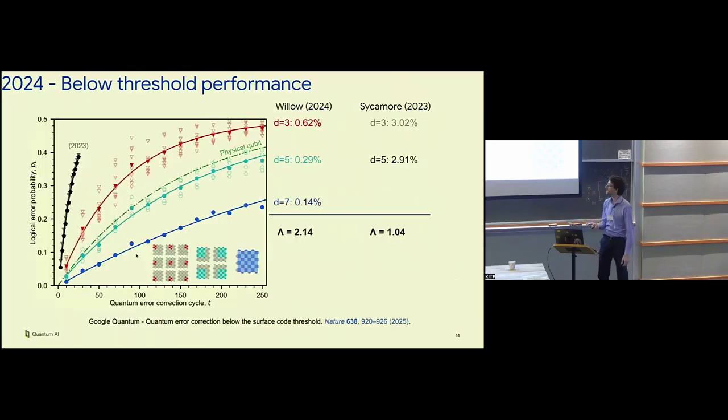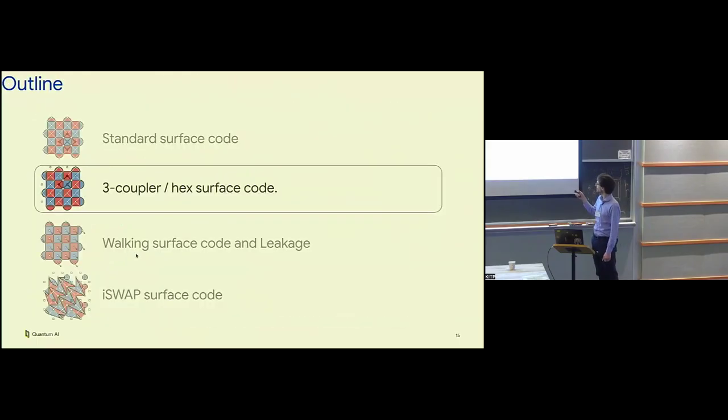Okay, so this is the result from last year, where we have shown first below-threshold performance. This is a comparison with our previous device, the Sycamore, where we barely reached the point where D3 and D5 had the same error. Now we have a lambda of a factor 2, meaning that every distance we reduce the error rate by a factor 2, and you can see this between these curves here. So this is with the standard circuit implementation.